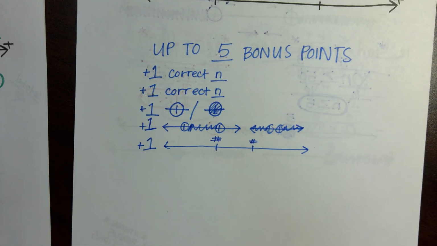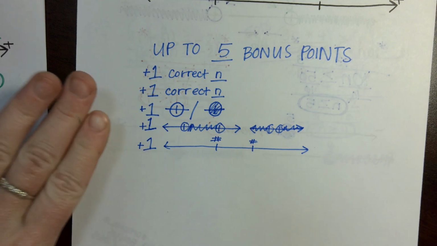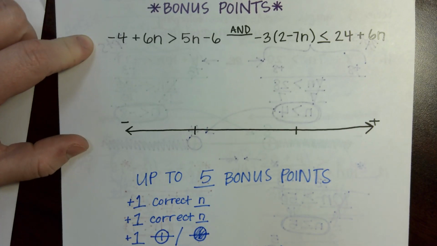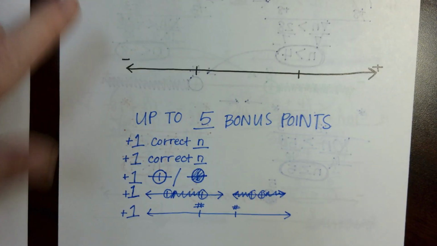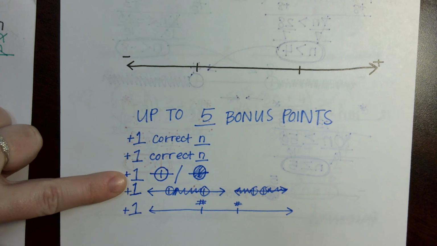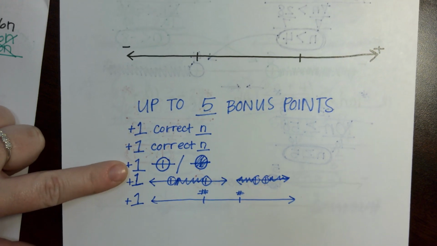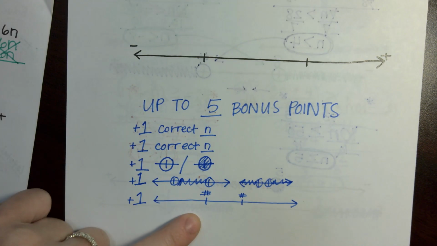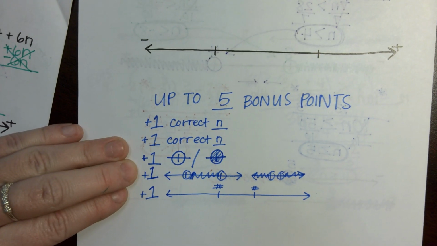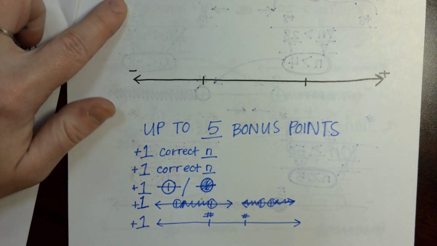So, you miss a couple points on the quiz, no big deal. You can get a whole bunch back. Even if you don't know how to solve this, I know you know how to shade the circle. I know you know how to tell which direction it goes in. I know you can write numbers. That's like 3 automatic bonus points that you can get even if you get the wrong answer for n.